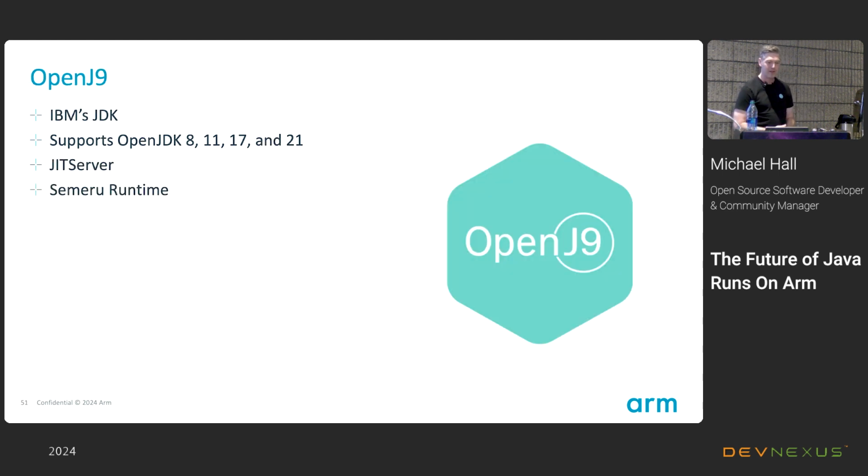They're highly involved. And then I mentioned OpenJ9. I didn't even know about this one until I saw their talk earlier this week. So this is another new slide on my deck. But OpenJ9 supports OpenJDK 8, 11, 17, and 21. Their JIT server, which is their standalone JIT instance that is shared by multiple JVMs, has AArch64 support, and their Semeru runtime, which combines their JVM and the OpenJDK classes, also has full AArch64 support now.